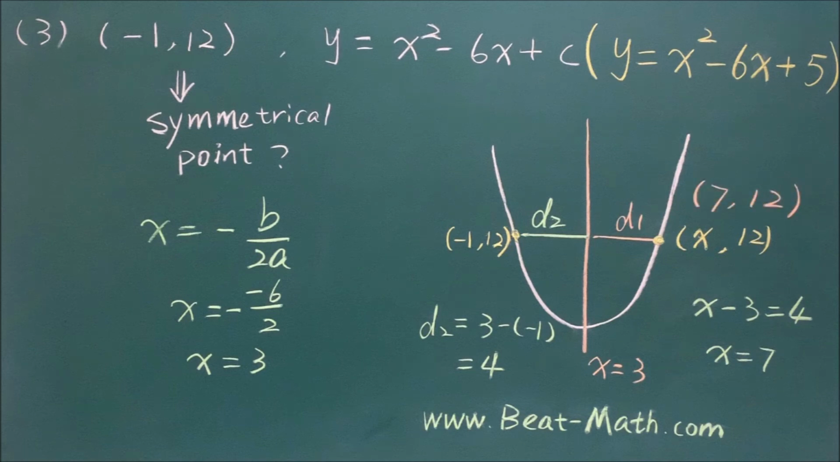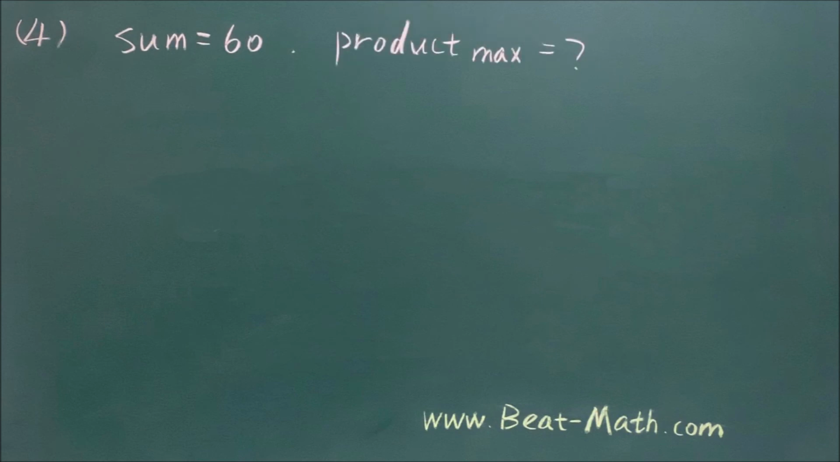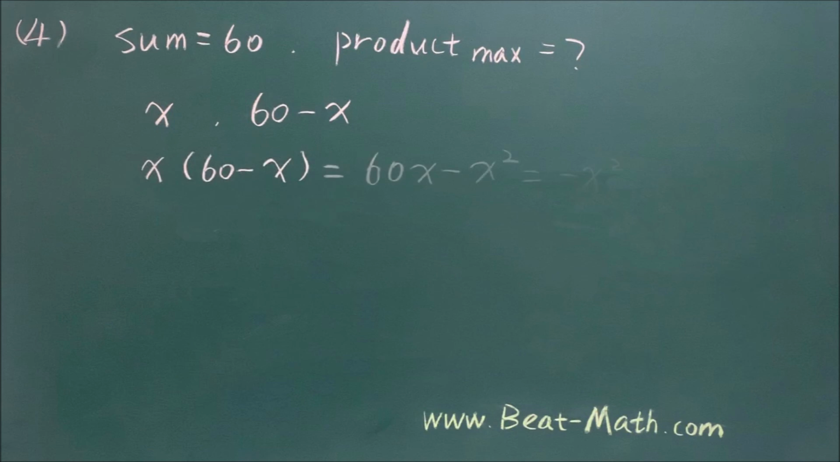Okay, now let's focus on the vertex again. Understanding vertexes is very useful. It can be used to solve many problems in area of maximum and minimum value. Let's look at another example, which will also be the last example of this video. The sum of two numbers is 60. What is the largest value of their product? We assume one number is x and the other number is 60 minus x. So the product is x times parentheses 60 minus x equals negative x squared plus 60x.